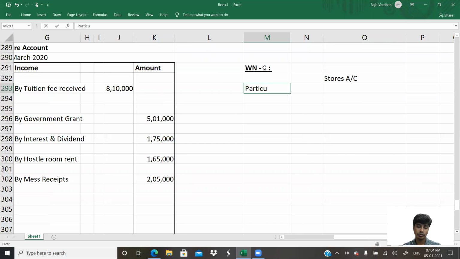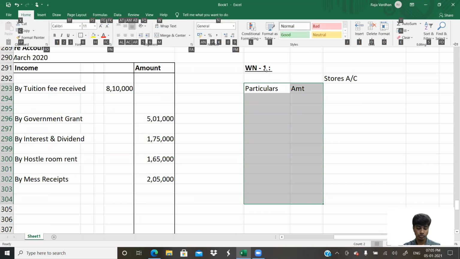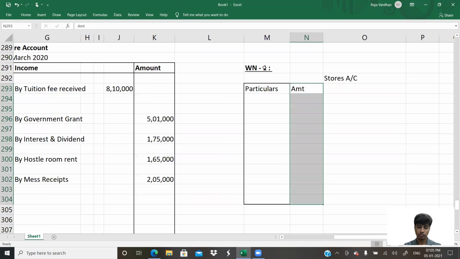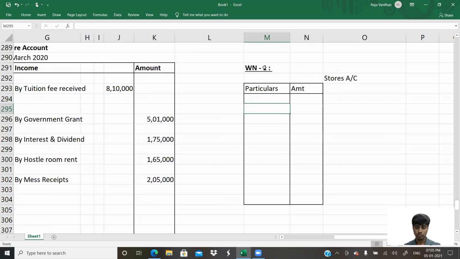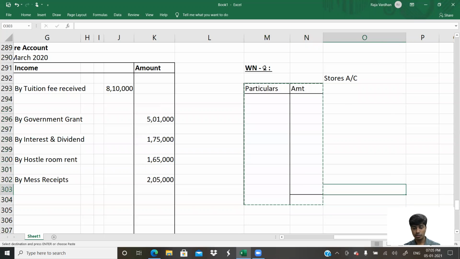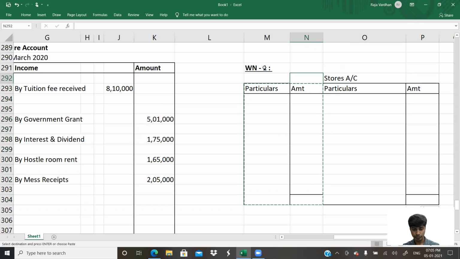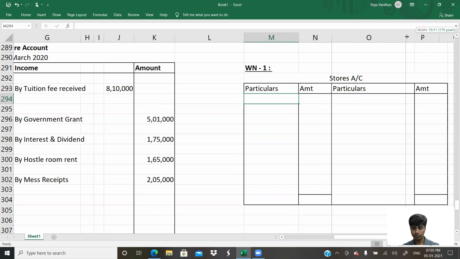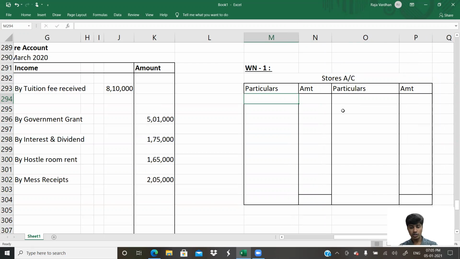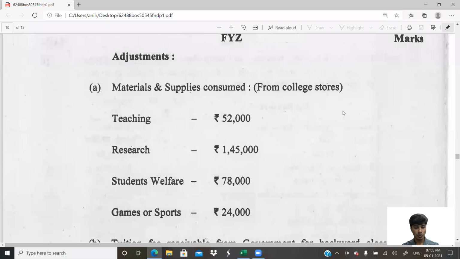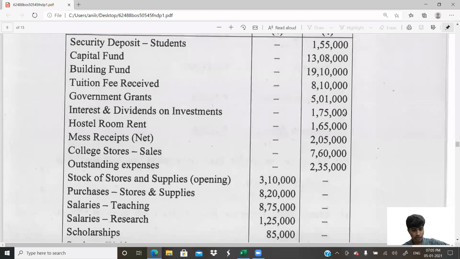Yes, I'll have particulars and amount. This is my debit side. I'm copying it and then pasting it all the way here to make it up for my credit side. So what I have read so far is with regard to sales. So I'll write here by sales. What is it that we had here? We had store sales, right? College store sales.